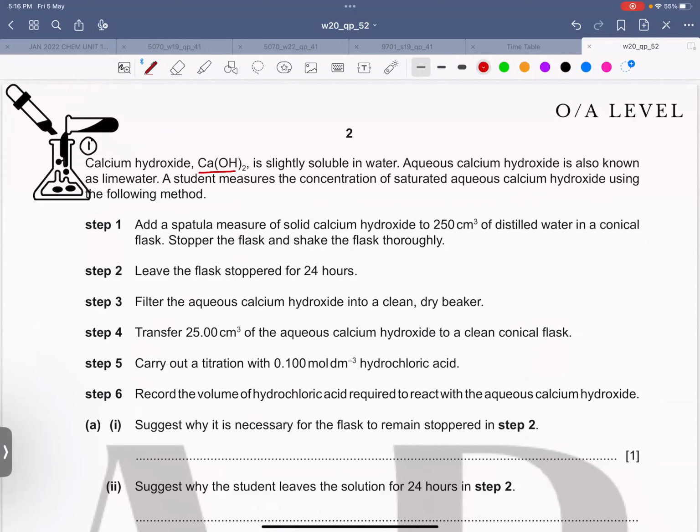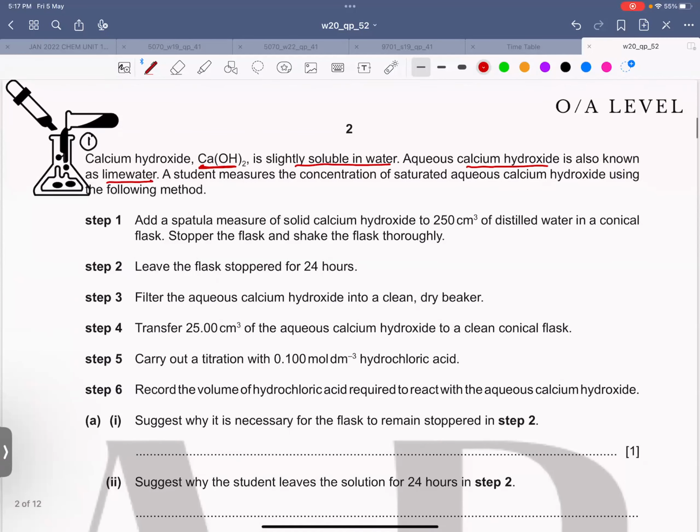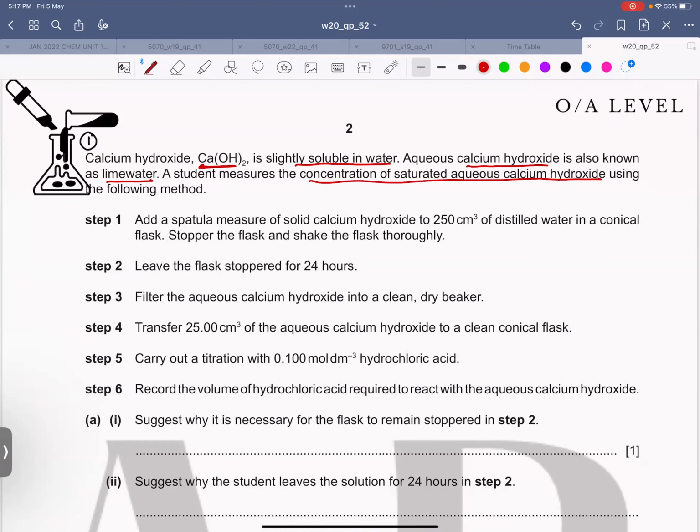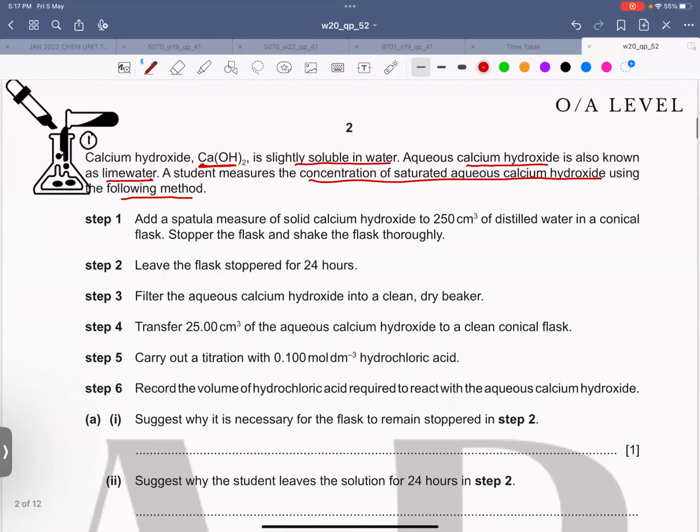Calcium hydroxide is slightly soluble in water. I think you remember that the solubility of group 2 hydroxides increases down the group. So aqueous calcium hydroxide is also known as lime water. A student measures the concentration of saturated aqueous calcium hydroxide using the following method. So in this first question, the objective is to measure the concentration of the saturated aqueous calcium hydroxide solution. Now this is the method over here.